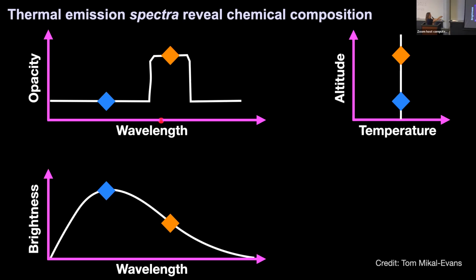So even though in this absorption region here, you'd be probing a higher layer in the planet's atmosphere, the temperature there is the same, and so the planet looks like a black body.